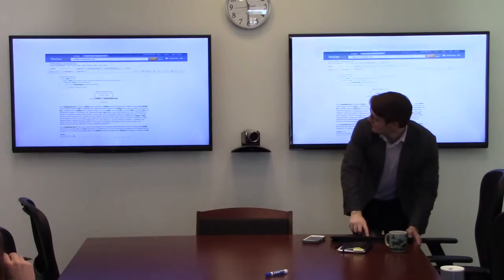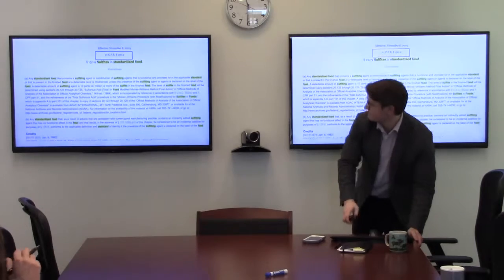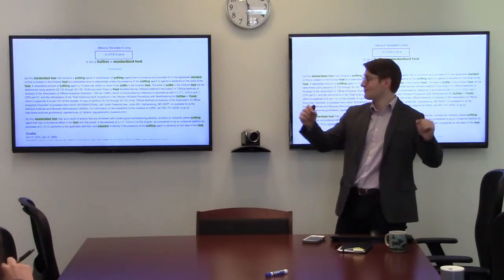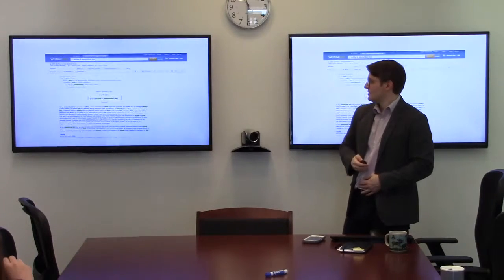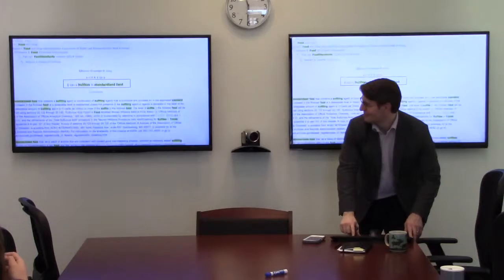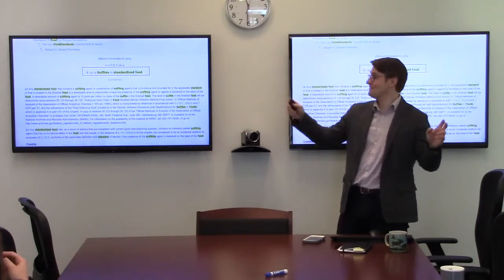So here we have that reg I pulled up on Westlaw. 21 CFR 130.9. It looks like a statute, but it's not a statute. It is a federal reg, right? It deals with sulfites and standardized food. That's your first clue. That's not a statute, right? Legislature never talks about sulfites. It talks about healthy food.